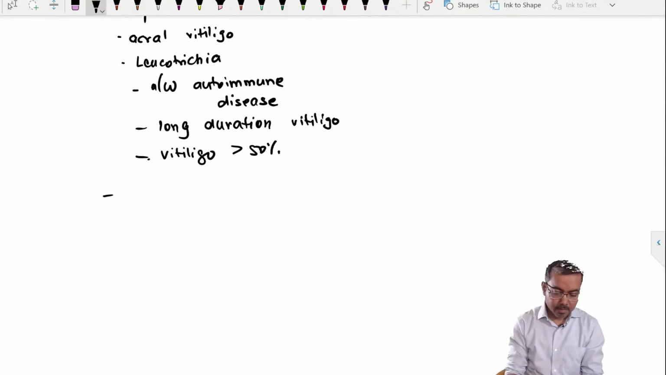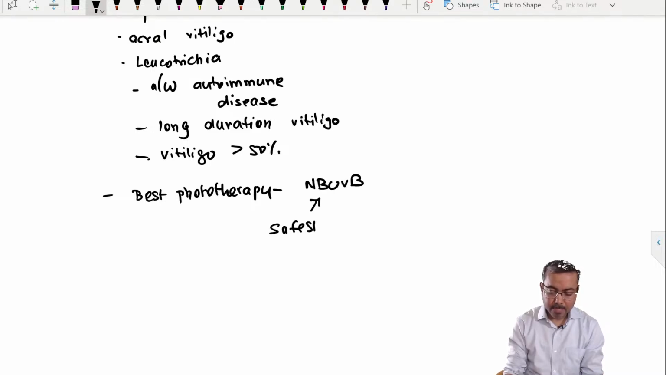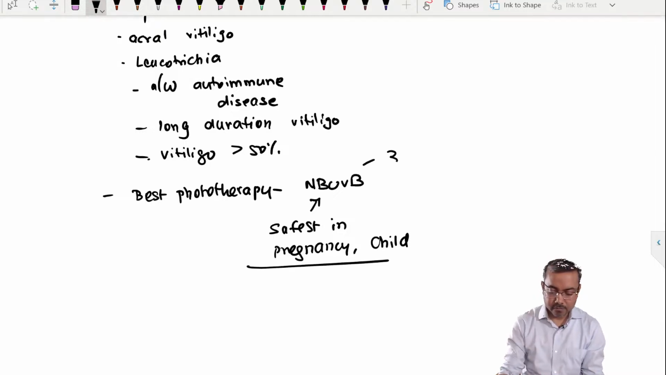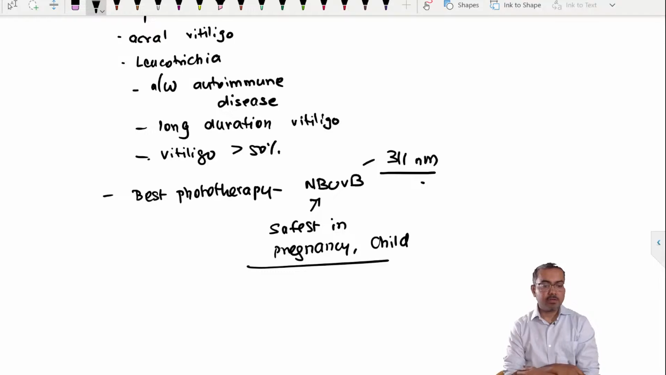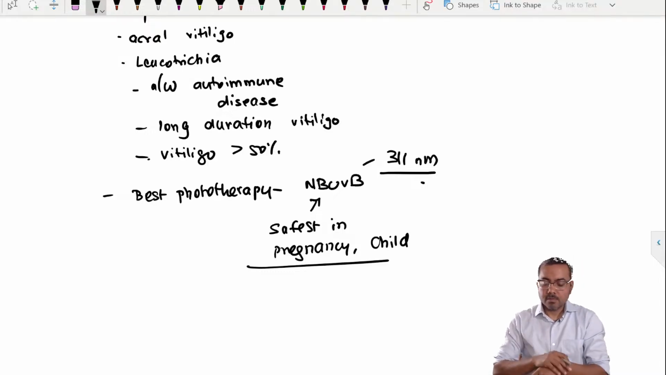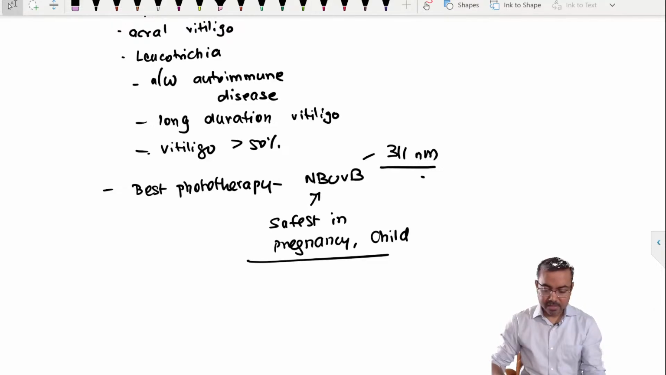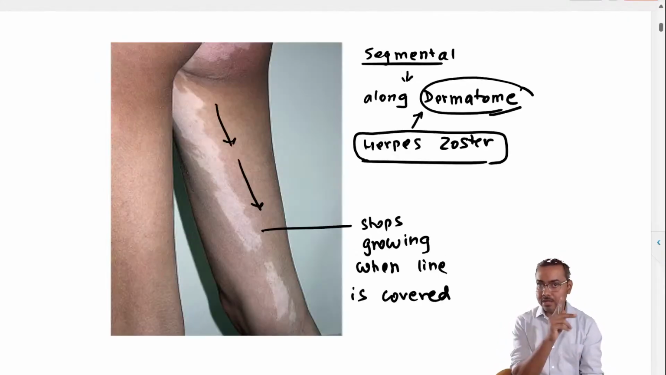Clear? Okay. The best phototherapy in vitiligo is NB-UVB, narrowband UVB. It is the safest in pregnancy and safest in children. Narrowband UVB has a wavelength of 311 nanometer. Everybody got this? 311 nanometer phototherapy. Clear? This is called segmental vitiligo: linear, and it stops growing when the line is completely covered.